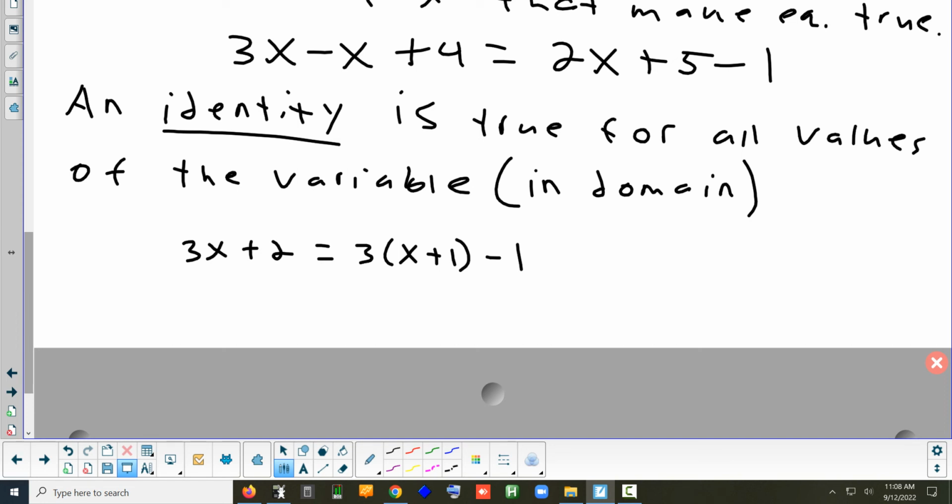Yes? Wouldn't that be wrong? Because wouldn't it be 3x plus 3? Or would you... Oh, it's the minus 1. Oh. Yeah.